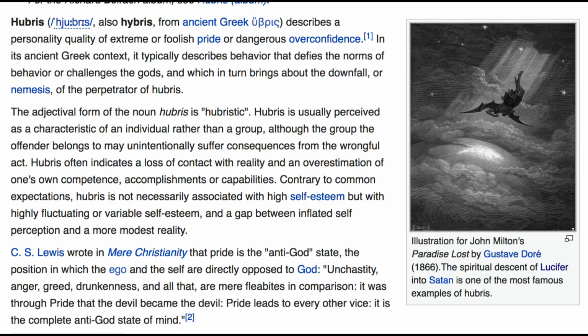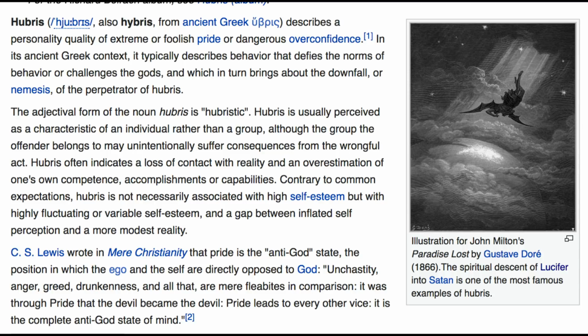Now let's continue. It describes a personality quality of extreme or foolish pride or dangerous overconfidence. So you see what it's saying that Shaitan or Iblis is, what it means. In its ancient Greek context, it typically describes behavior that defies the norms of behavior or challenges the gods, which in turn brings about the downfall or nemesis of the perpetrator of hubris. So it's an act, like a verb. It's like an adjective as well, describing what they're doing, like they're defying, they're going against the whole rules, they're just being in disorder.